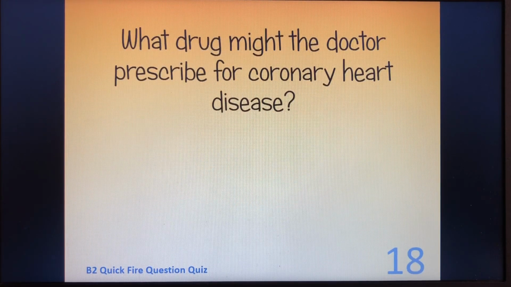Okay, question 18. What drug might the doctor prescribe for coronary heart disease? And the answer is statins. Okay, they don't help get rid of the fatty deposits in the arteries, but what they do is they remove the ability for those fatty deposits to get any worse. Okay, so if you're still having all those saturated fats, the animal fats in your diet, it stops them from building up and getting worse in the arteries, but it doesn't break them down.